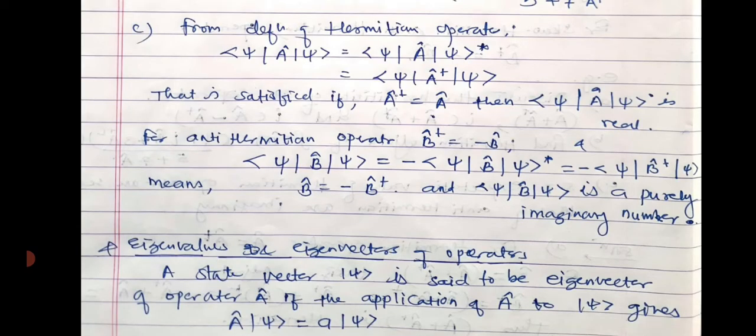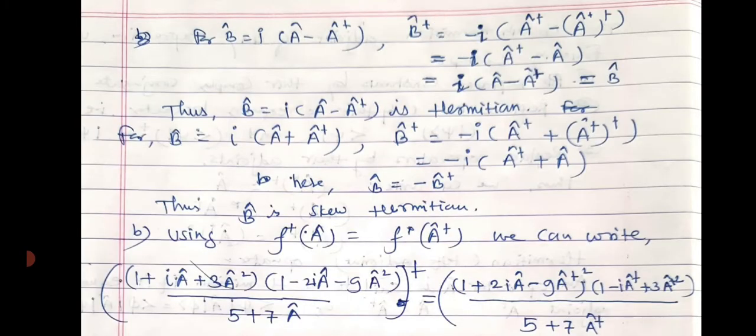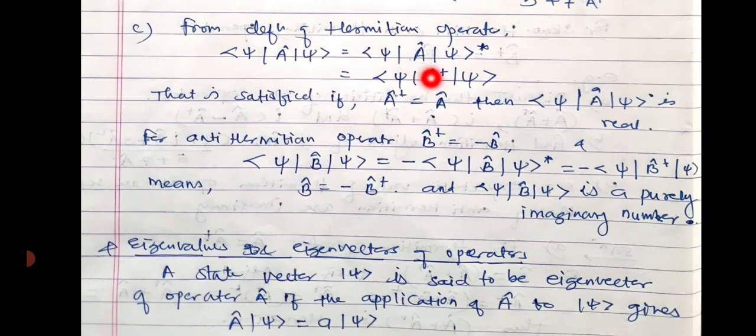Now part C, where we have to show that eigenvalues of a Hermitian operator are real. From the definition of a Hermitian operator, we can say the inner product of A in the state psi is the inner product of A dagger in the state psi, its complex conjugate. If you take its complex conjugate, then that becomes A dagger star. So that is satisfied if A dagger is equal to A. For this to be satisfied, with A dagger equal to A, this must be real. So these are the eigenvalues, and eigenvalues must be real.